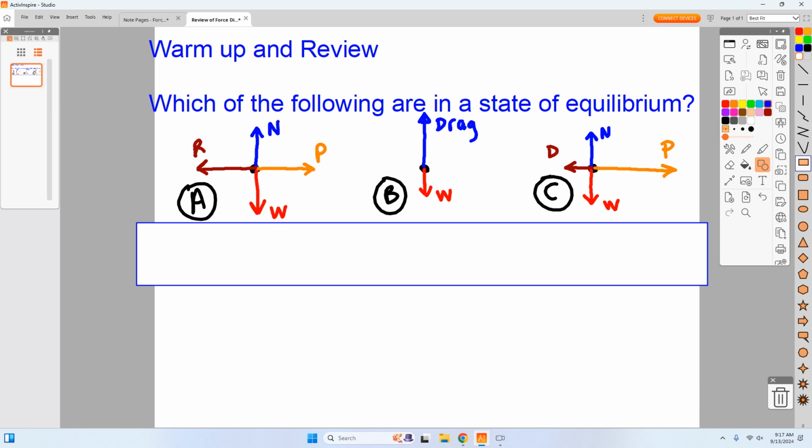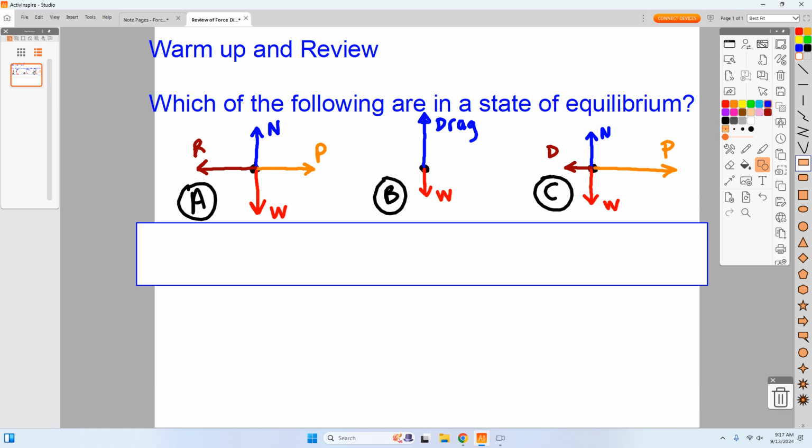Will you tell that person that you're sitting next to? Which, if any? Okay, I'm hearing A, and that's good. Equilibrium means the forces add to 0. Those forces would all add to 0. This one would have an unbalanced force up. This would have an unbalanced force to the right.